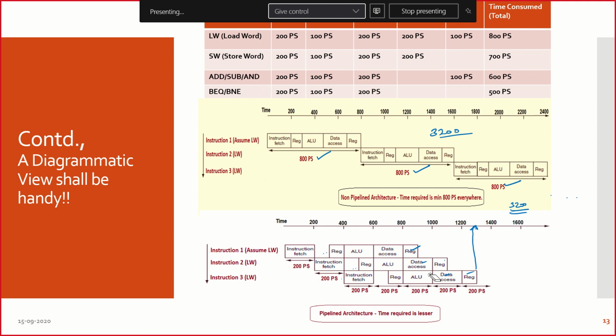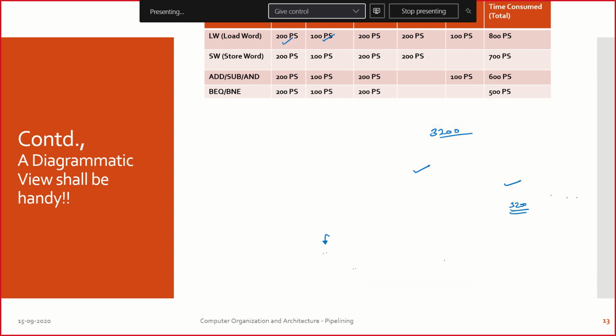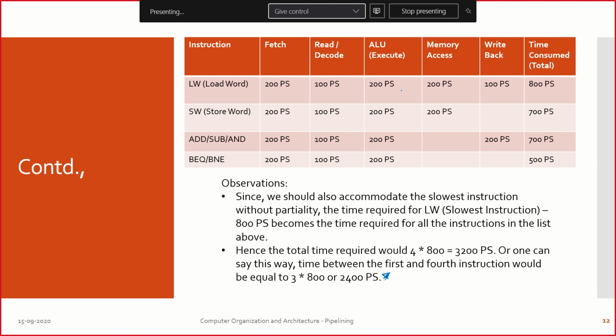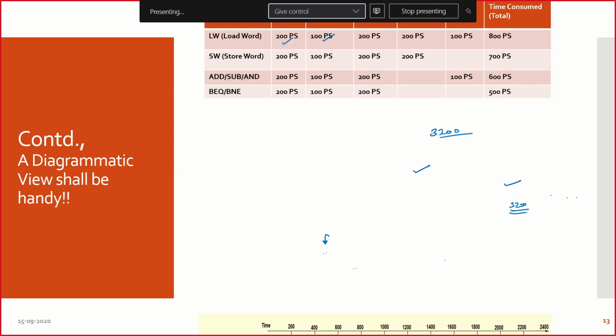Just hold on. For now, just understand one point. Pipeline architecture is always better. It is always faster. Now, what is the first stage? The first stage is load word, 200 picoseconds. What is the second stage? The second stage is where I have to decode and read. So, 100 picoseconds. If you look at the previous table carefully, this is a read and decode. Both happen here.